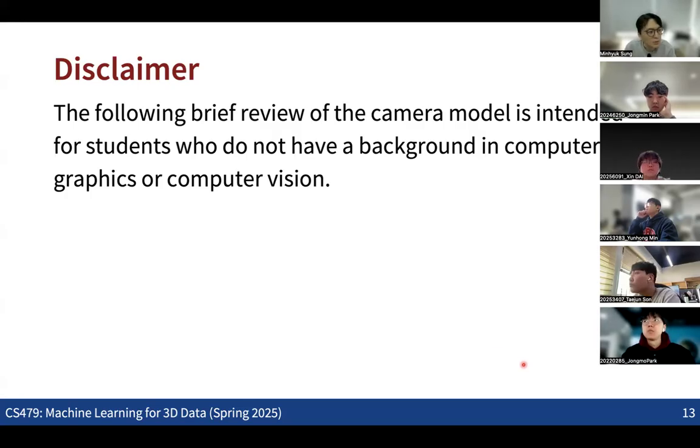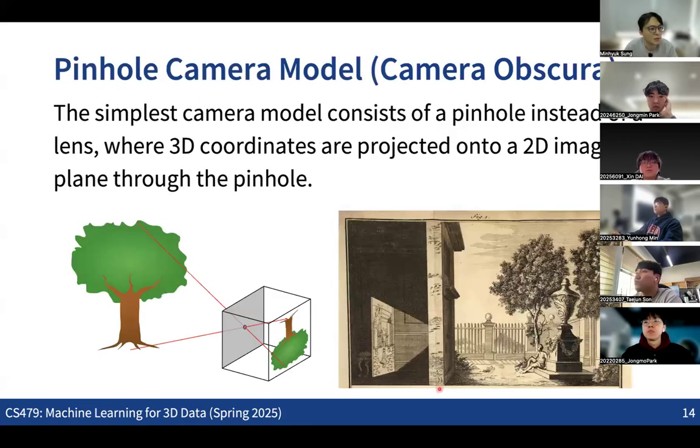Okay, so what we are going to discuss today is the pinhole camera model, which is the simplest camera model, not assuming any sophisticated lens in the camera, but just assuming that everything is projected onto the image plane through a very tiny hole in the camera box like this.